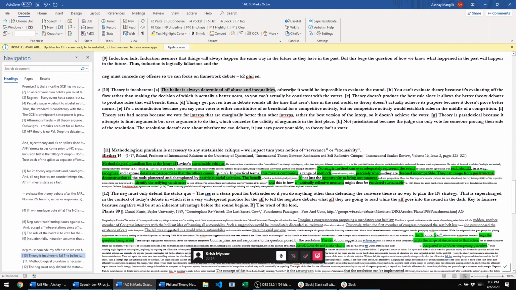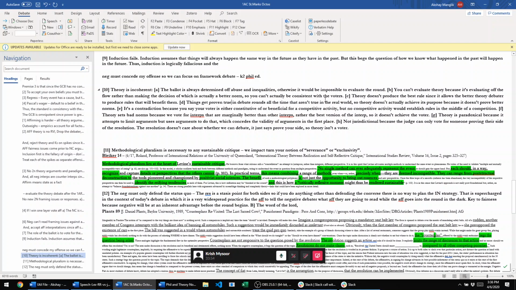So going through the arguments: the ballot always relies on inequality. Yeah, but that should be inequality of skill, not from external abuse through unfair practices. You can't evaluate theory because it's evaluating the flow instead of what's actually a better norm. Obviously, the flow determines what is a better norm because you're debating about what makes something a good norm. Theory allows the better theory debater to win. Not necessarily, it also relies on the skill, the quality of arguments, etc.